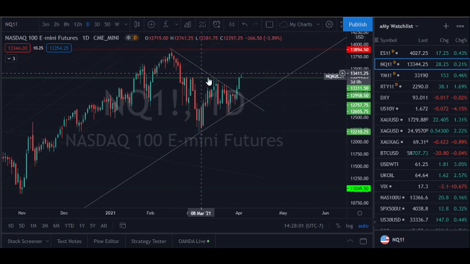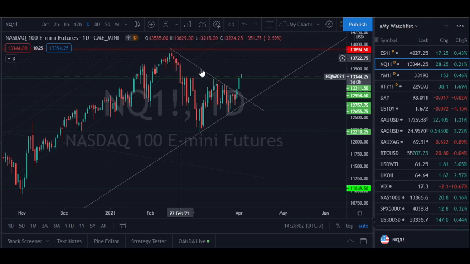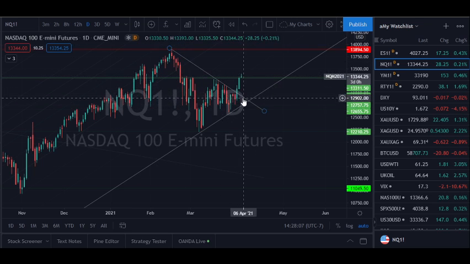And we were having trouble getting above this descending trend line, but now we've popped above, and it looks like we didn't even get a retest here on this descending trend line, but we popped above this support level at, what is this, 13,311 in that area. And it looks like next week we're going to see if this level holds.